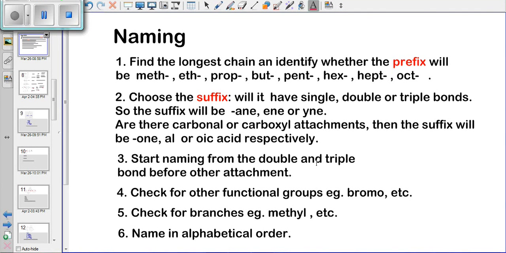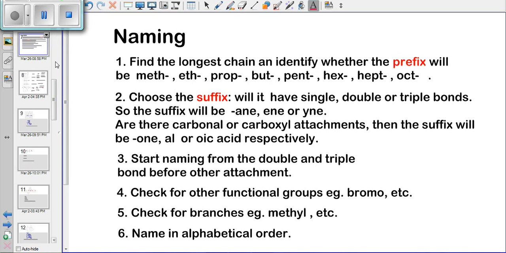Today we are continuing with our organic chemistry series. We are looking at naming. We did do naming in the last lesson, but we will look at one or two more complex examples in this lesson. Just to recap again, first we have to find the longest chain and identify whether the prefix will be meth, eth, prop.